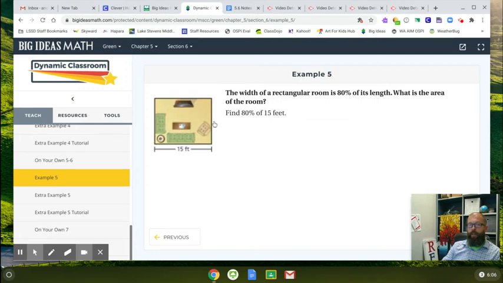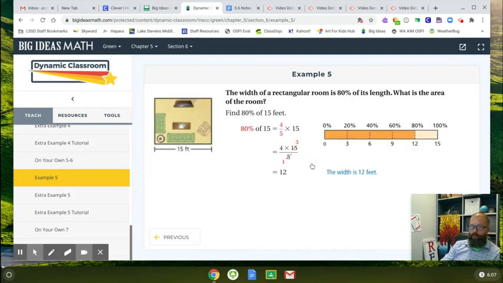Width is 80% of the length. Okay, so we need to find 80% of 15. And we do that by multiplying 15 times 80%. And we need to change 80% into a fraction, which would be 80 over 100, and you keep reducing it, and you end up with 4 over 5. So we're going to take 4 over 5 times 15, okay? So you can divide out a 5, and you end up with 12. So the width is 12.